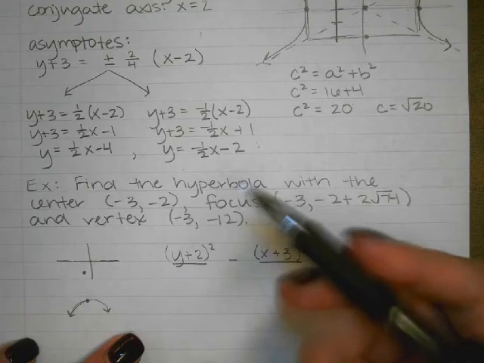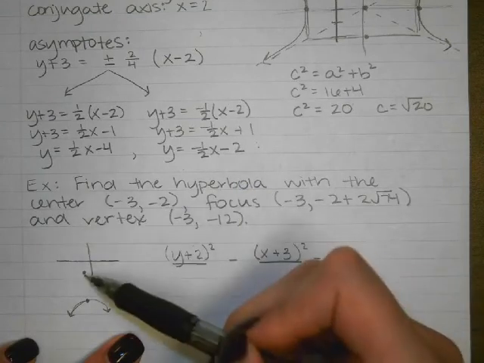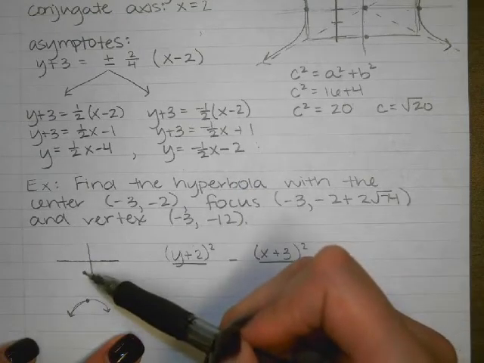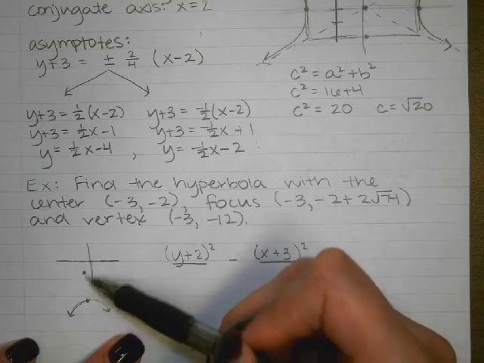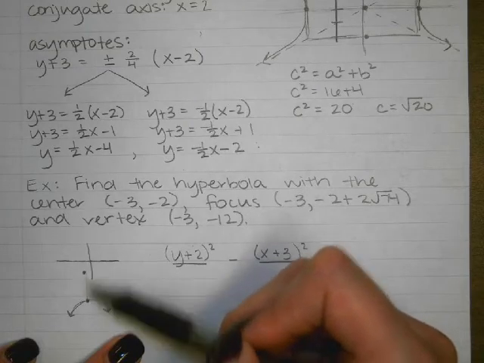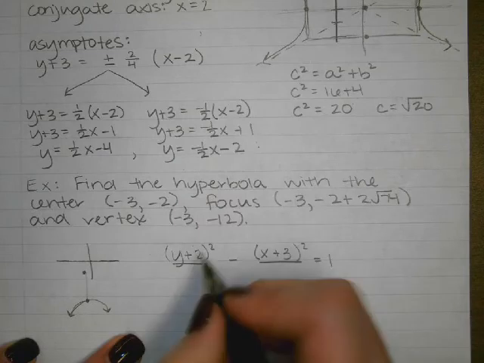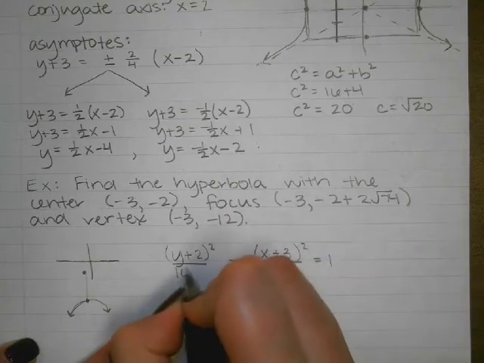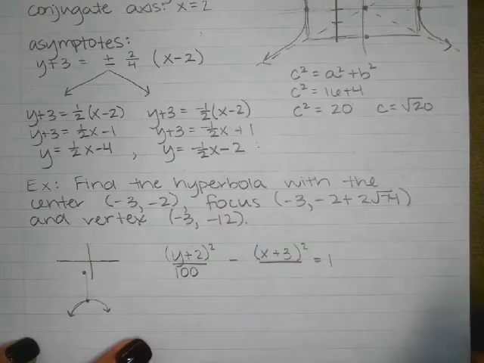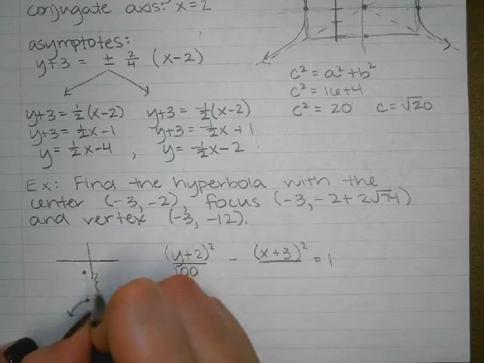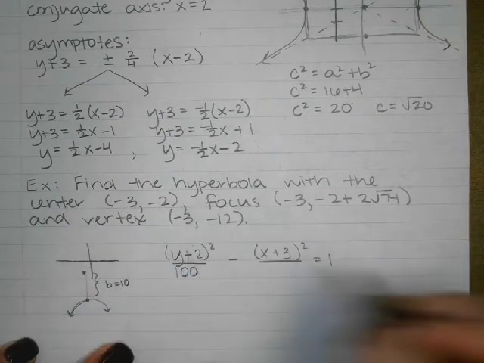All right. From the center, it went from -2 to -12, so that's a distance of 10. So the up and down amount is 10. That means that underneath the y term, we're going to have 10 squared, which is 100. All right. So this right here means that b equals 10.